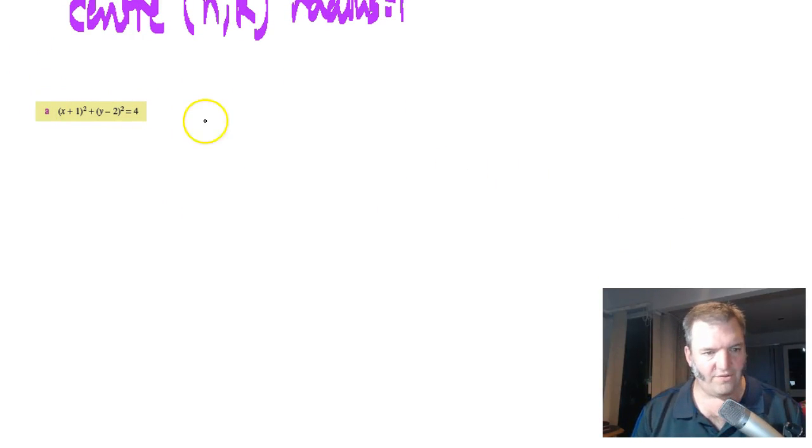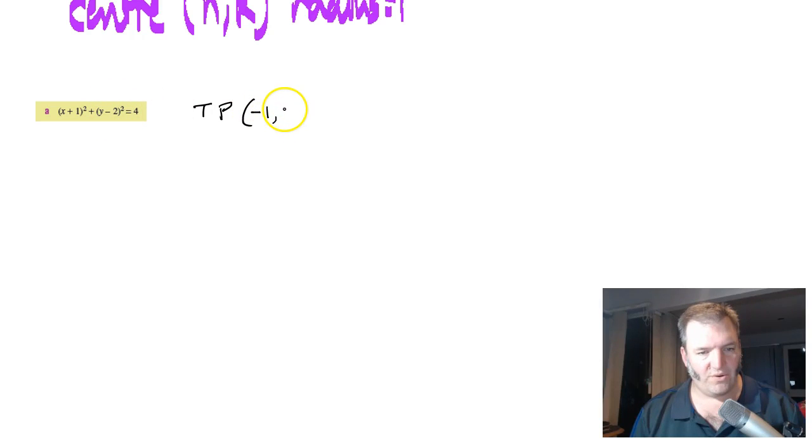So what do I need to do for this one? Well, I just state the turning point first of all. x minus h, now that would be the same as x minus negative 1. So the x coordinate of the turning point is negative 1. The y coordinate of the turning point is y minus k. k is 2. So I've got my turning point at negative 1, 2. And r squared equals 4, so my radius equals 2.